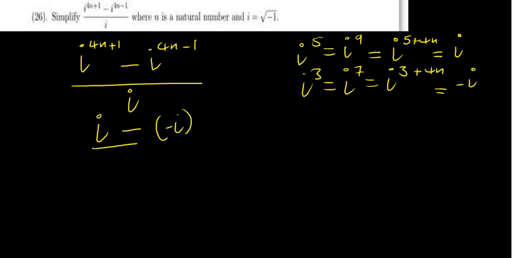And then in the denominator I've got i. So i minus negative i, that is going to be 2i over i. So the i's are going to cancel out. This is just going to give us 2. So that is it for this one.